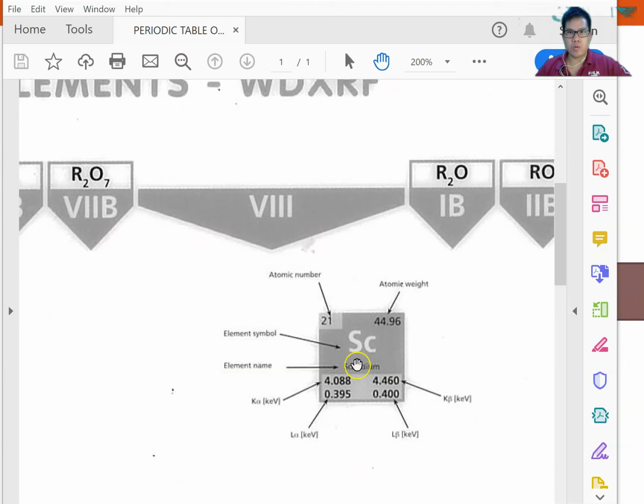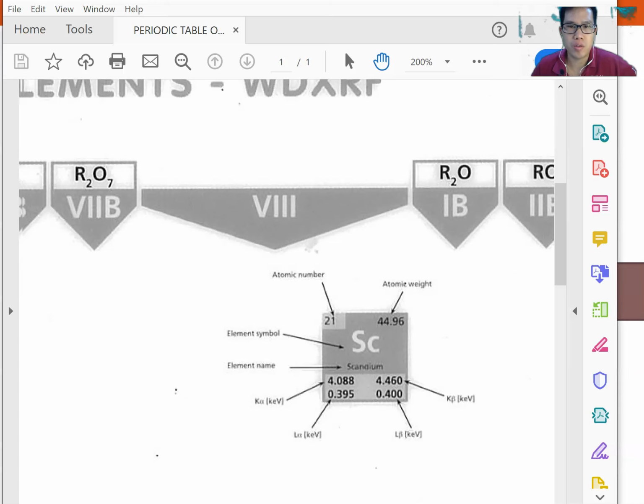Okay, so have a look at this. If you open up your periodic table of elements, in the top left hand side you'll see one of the descriptions of the elements. This is what we call the atomic number. This actually represents the number of protons. How many protons are there? The proton components of the atom.